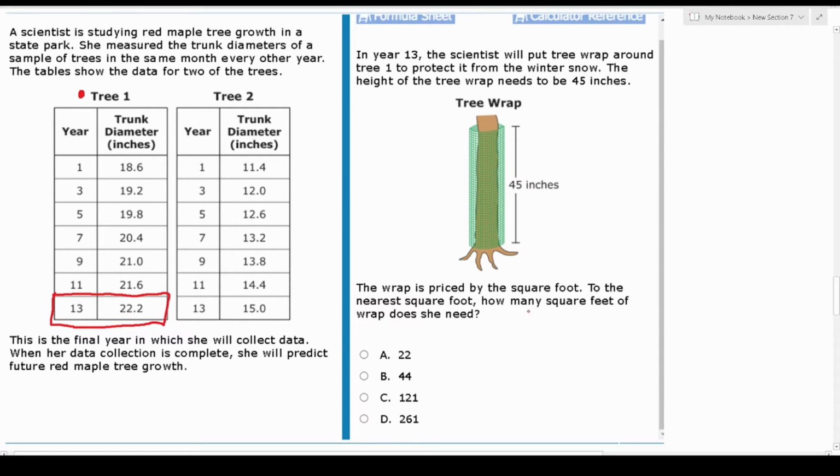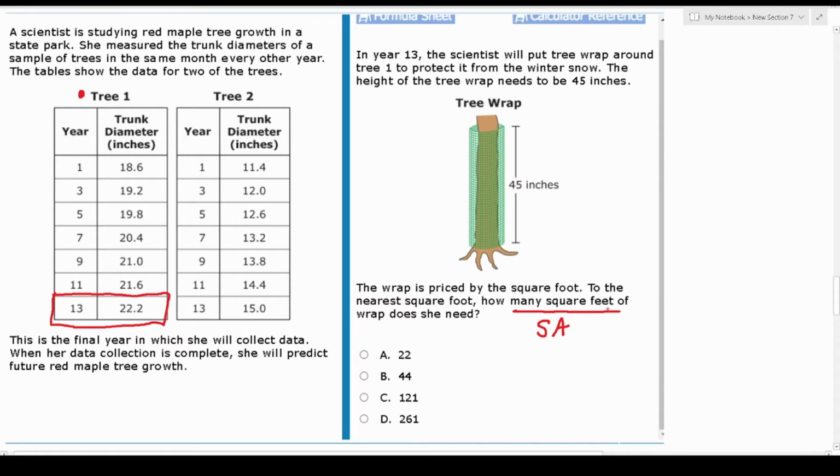We're being asked to find square feet, and that should be a clue that you're going to be finding the surface area of this wrap. Okay, so squares go with area, cubes go with volume. So in this case, we have square feet, so we know we're going to be working with surface area.